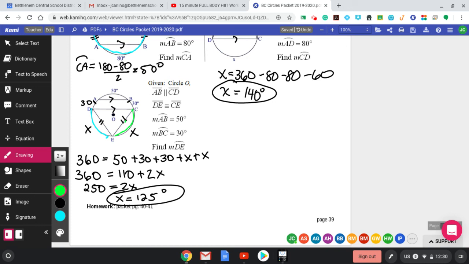So I have 360, the whole circle, is equal to the 50, the 30, and 30 I knew, plus the two congruent arcs, x and x, give me 360, and I solved x was equal to 125.